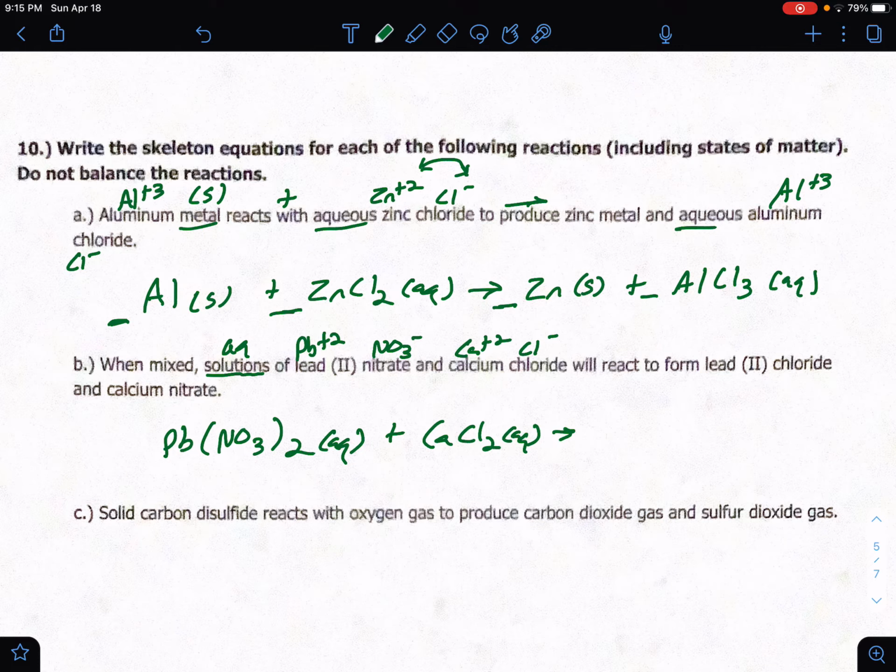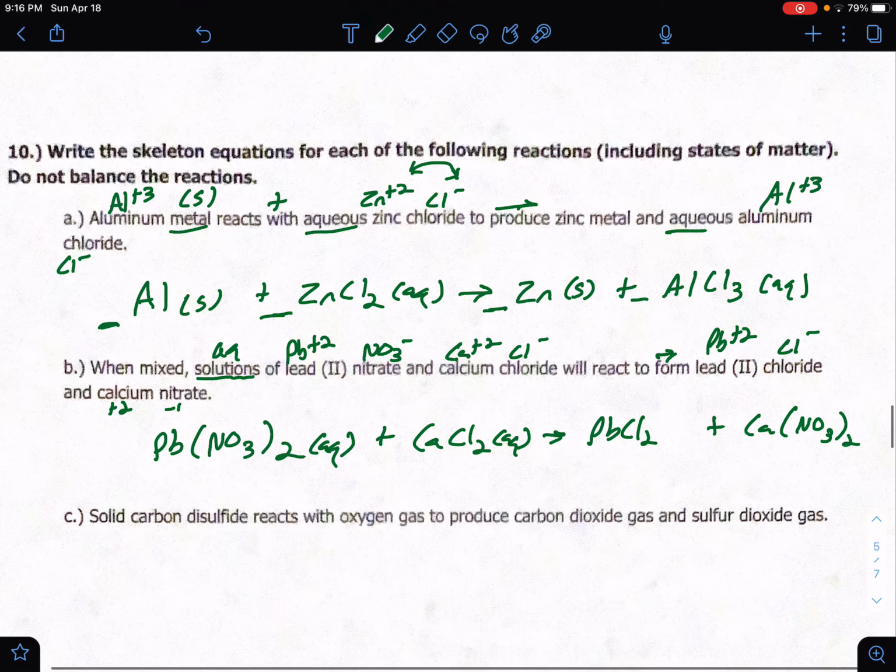And I'm going to reform, so I drew my arrow. Lead II chloride, so this is Pb with a +2, chlorine with a -1. So this is not balanced, so this would be PbCl2 plus calcium nitrate, so calcium has a charge of +2, nitrate has a -1. So this would be Ca(NO3)2.